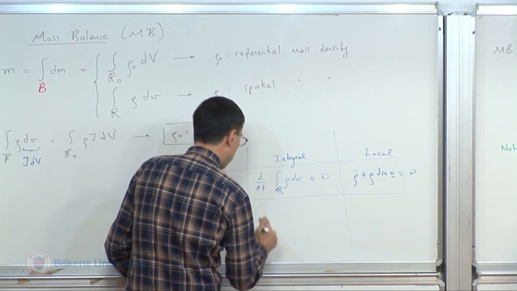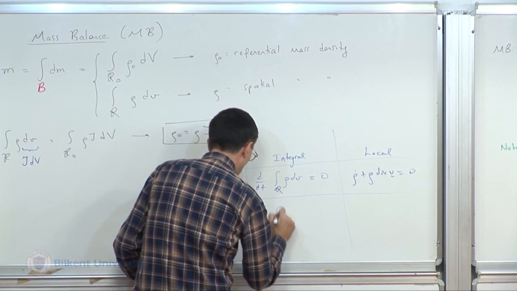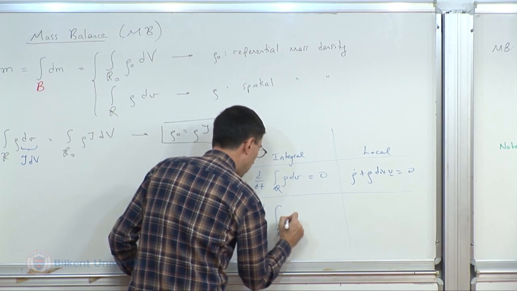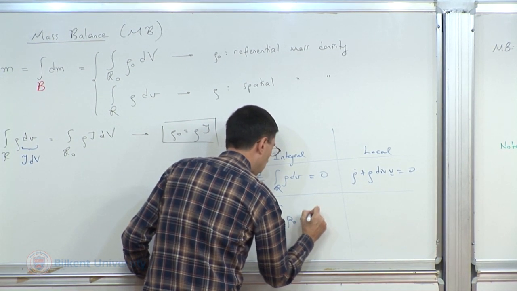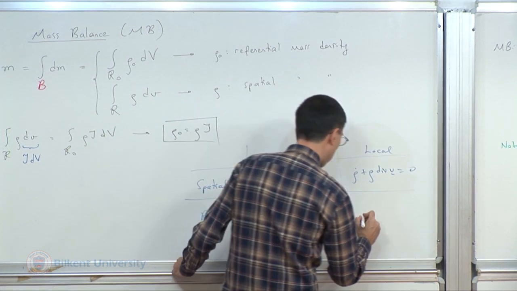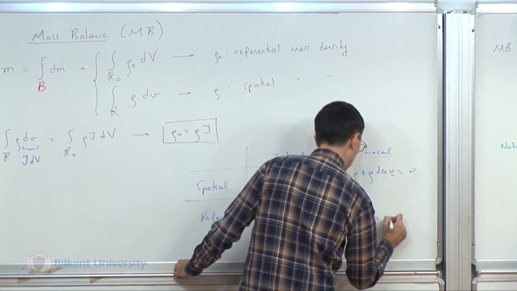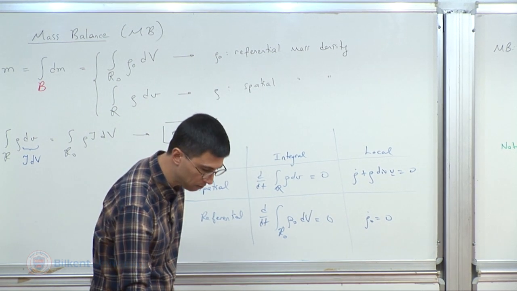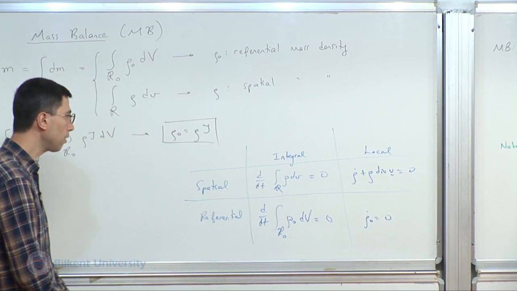All right, so then there is the referential form. Again, the concept doesn't change, the total mass, but now I want to express it in terms of referential quantities, so that's what I have. And now the local form can be obtained in a very simple manner. All it says is rho naught doesn't change with time.